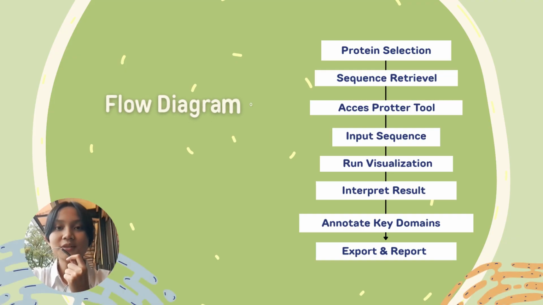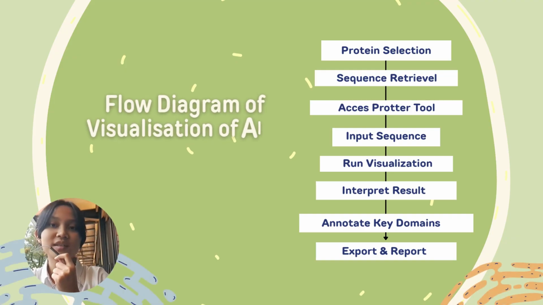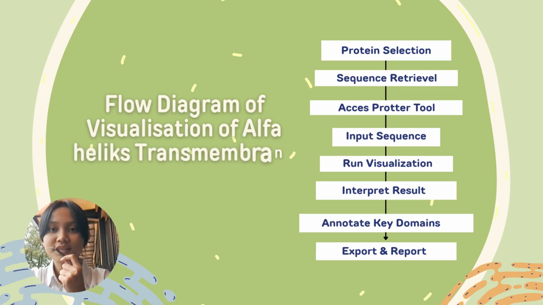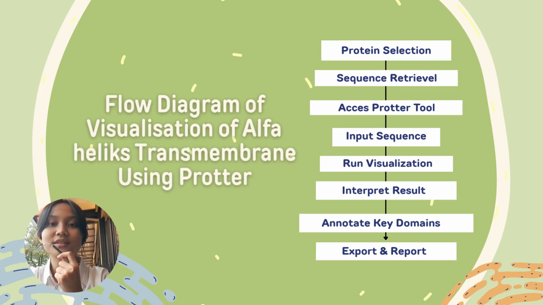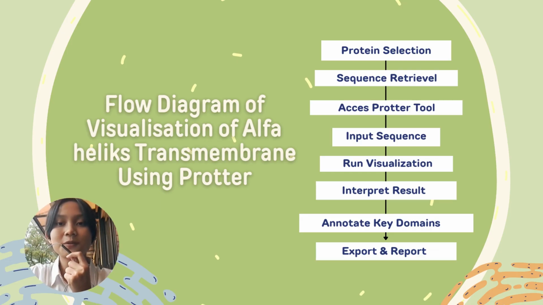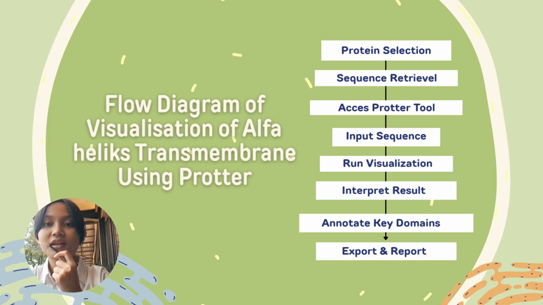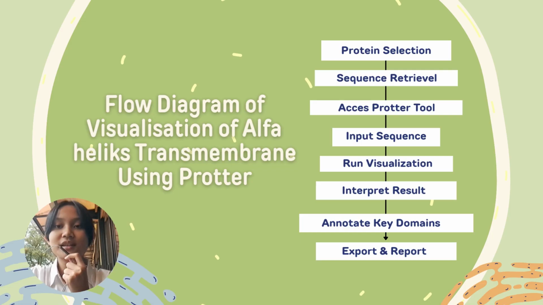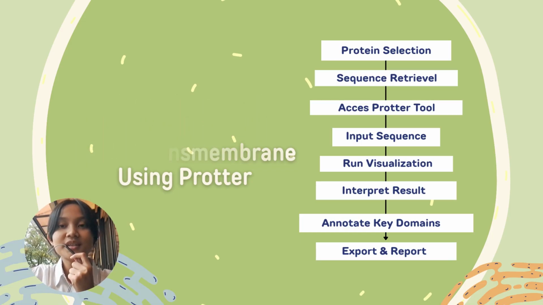Okay, next is the flowchart itself. In this process, I first selected the cbhA protein from Penicillium chrysogenum, known as the cellulase. Then I retrieved its amino acid sequence in FASTA format and uploaded it to the ProtArt tool at the website itself. The tool generated a visualization highlighting key features such as a signal peptide, an N-glycosylation site, and several transmembrane helices, indicating a membrane-bound protein. Finally, I saved the image for further analysis and reporting.